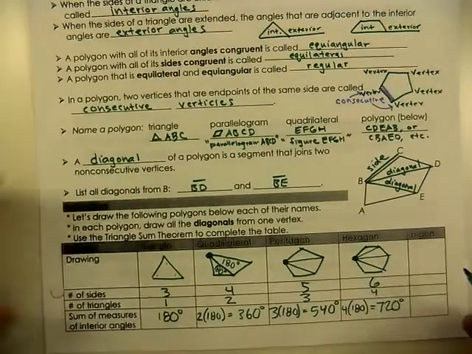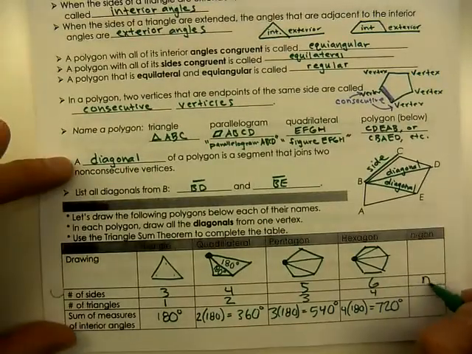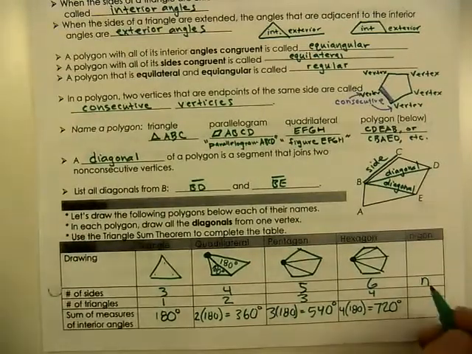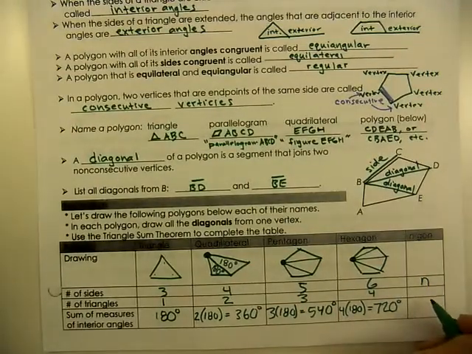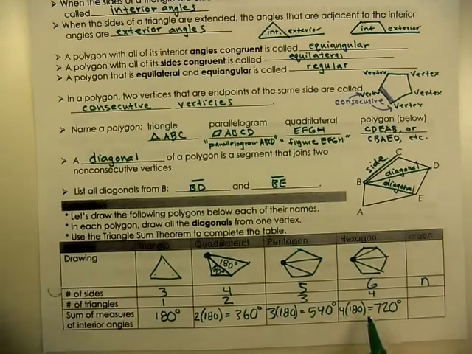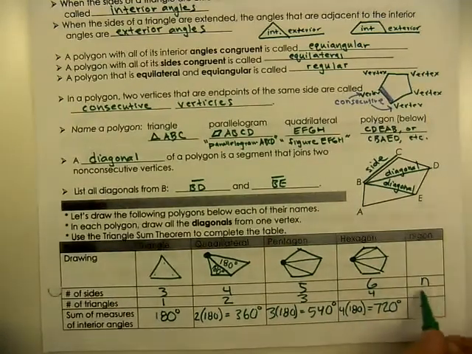We're using n to represent the number of sides. Could be 10 sides, could be 20 sides, whatever. We want to be able to figure out how many degrees that polygon will have. So in looking at this table, notice we always found the number of triangles and multiplied it by 180. So the question is, how many triangles will there be in a polygon with n sides?